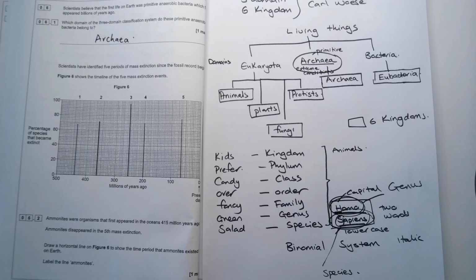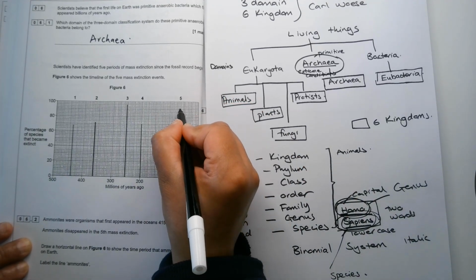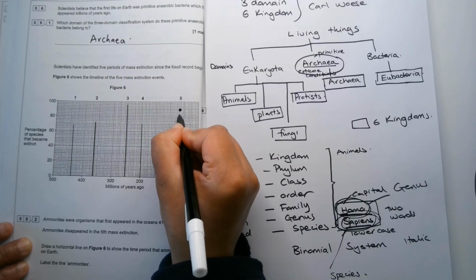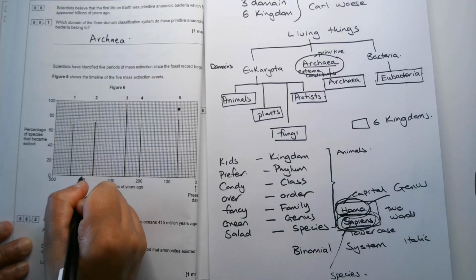And then you've got this graph. Ammonites were organisms that first appeared in the oceans 415 million years ago. Ammonites disappeared in the fifth mass extinction. Draw a horizontal line on figure 6 to show the time period that ammonites existed on Earth. So they disappeared during the fifth extinction, so right there on top of this line, and they first appeared in the ocean 415 million years ago, so be careful.